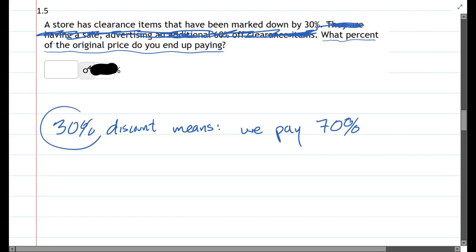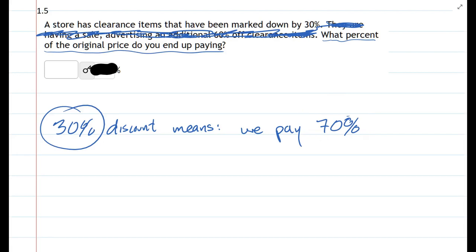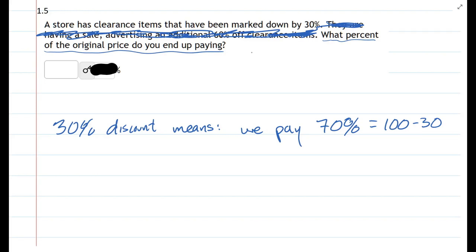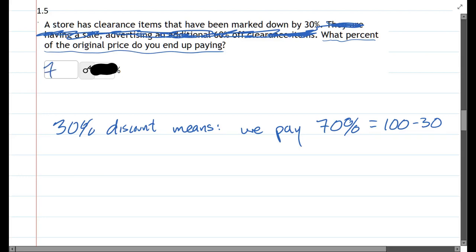It's the complement to 30% to give you 100, which means you can write 70 as 100 minus 30. So it's the complementary percentage, the one that adds to 100, and that's how you can get 70%. So if this is the only sale going on, we would pay 70%. That way we would be done.